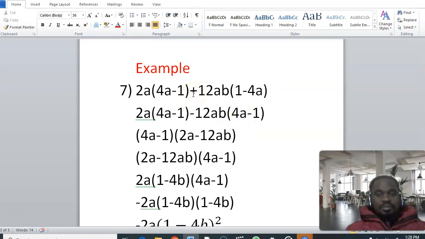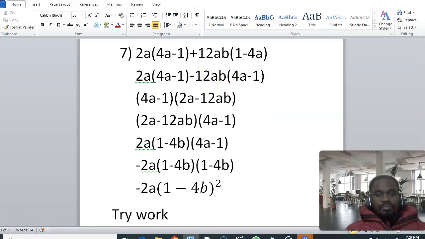So this plus 12ab is going to be minus 12ab. Then minus 4a is going to be 4a, and plus 1 is going to be minus 1. So now they are common. So I can write it once as 4a minus 1 in bracket. Then I'm going to have 2a minus 12ab.